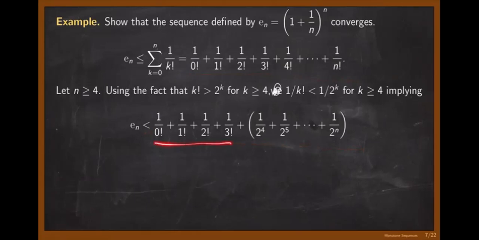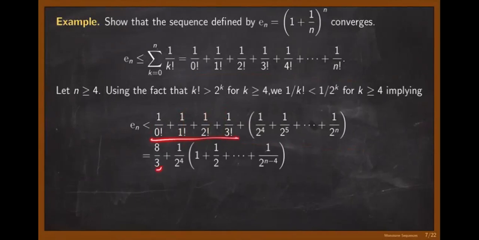Na meron akong number dito, 1 lang ito, plus 1, that's 2, plus 1 half, 2.5, plus 1 sixth, I don't know. I think kinalculate ko siya. Ayan. Kinalculate ko, itong sum na ito, I get 8 thirds. And then from here, I simply factored out 1 over 2 to the 4 over here. So you're left with 1 plus 1 half plus blah, blah, blah, plus 1 over 2 to the n minus 4.